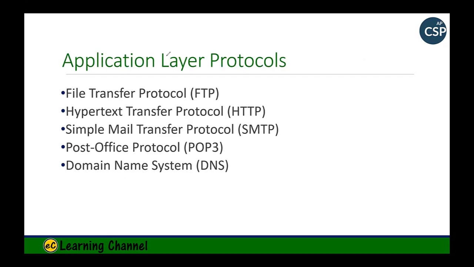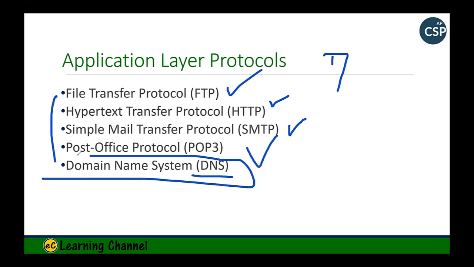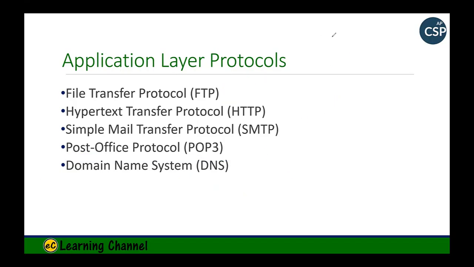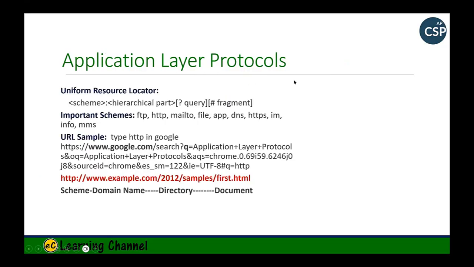So application protocol is a level 7 protocol. You have FTP, HTTP, SMTP, this one for email, POP3, DNS. So all of these you need to know, especially DNS. We'll talk about this later. At this moment, you just need to know about the 7-layer architecture.